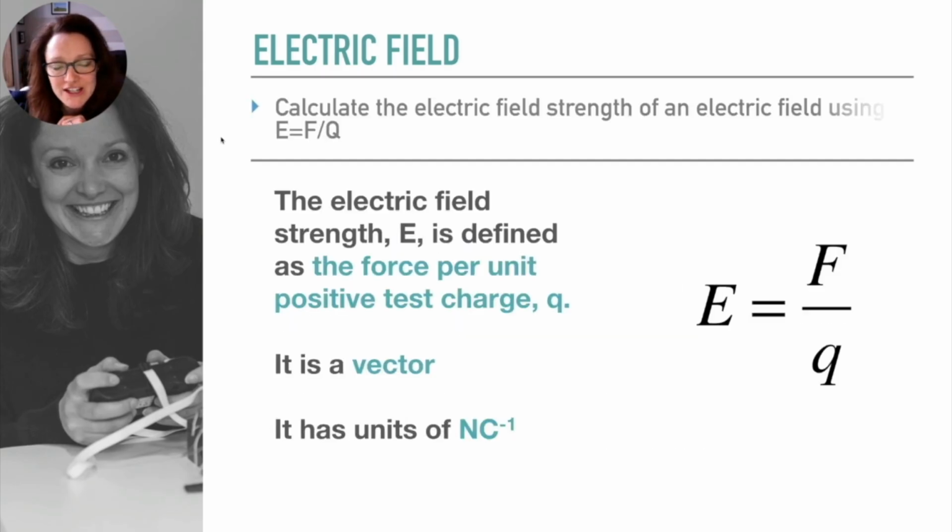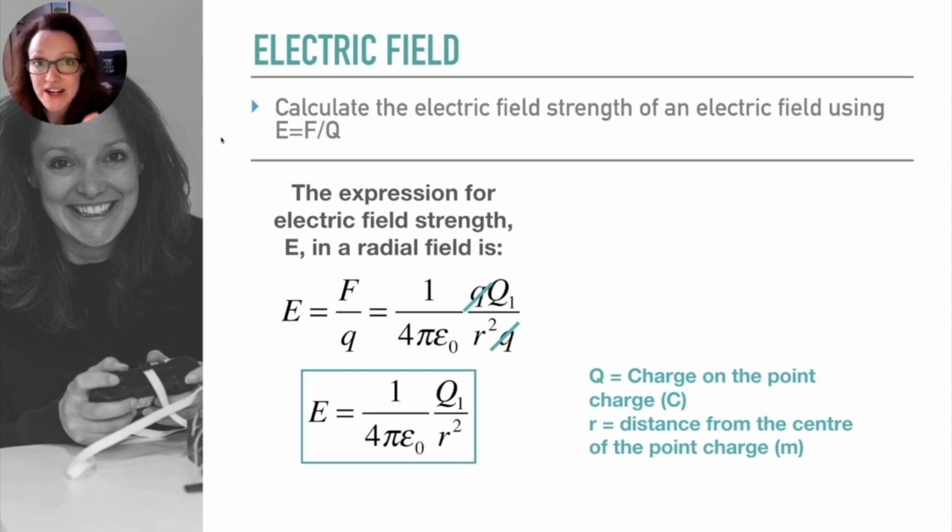So when you're looking at finding electric field strength for a radial field, and that's these point charges, we need to apply E equals F over Q to Coulomb's law. So if you'll remember correctly, Coulomb's law said F is equal to 1 over 4 pi epsilon naught Q1 Q2 over r squared. And we want to divide that by Q because E equals F over Q. So I've done some, what I feel to be very simple algebra below to show you what an expression for the electric field strength of a radial field would be.